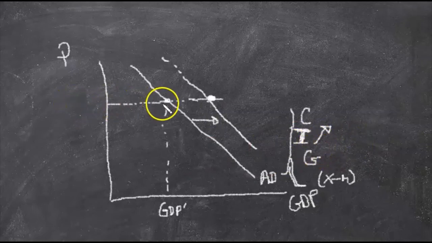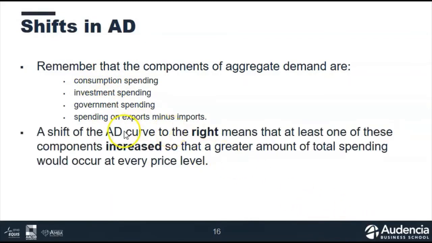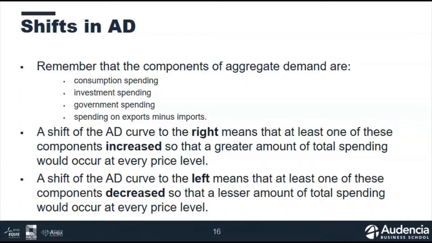So at a given price level, companies were only buying so much plant and equipment. Now, even at that same price level, they want to buy more plant and equipment because they feel that the economy will improve. So that's a typical shift in aggregate demand. And anything that's going to increase consumption, investment, government spending, etc., can help shift the demand. So a shift in aggregate demand to the right means at least one of these components has increased, so a greater amount of total spending will occur at every price level. A leftward shift would mean that one of these components for some reason decreased.